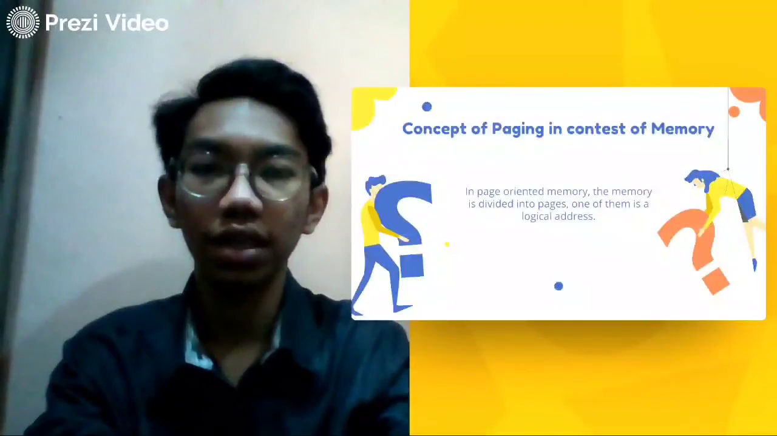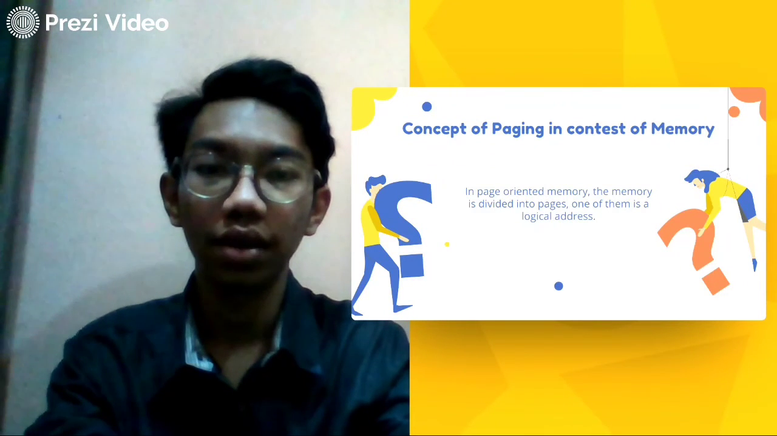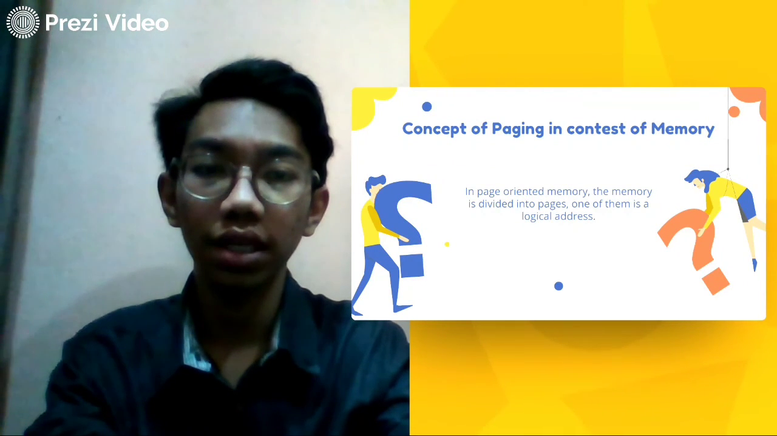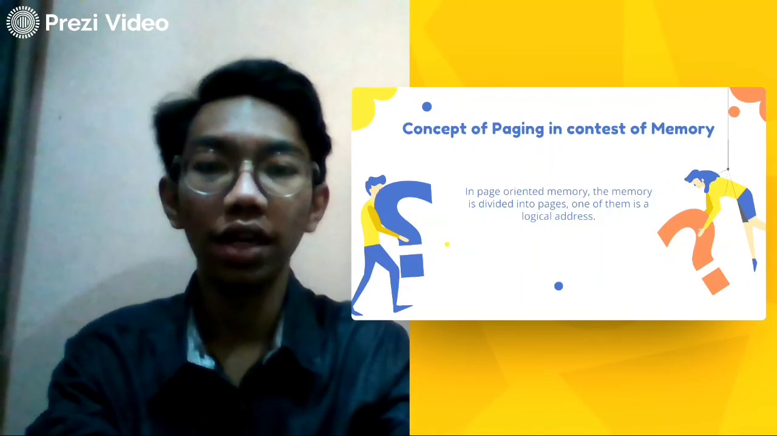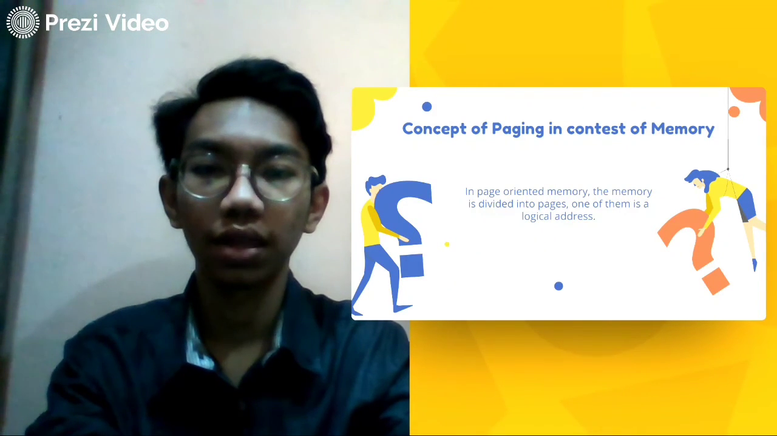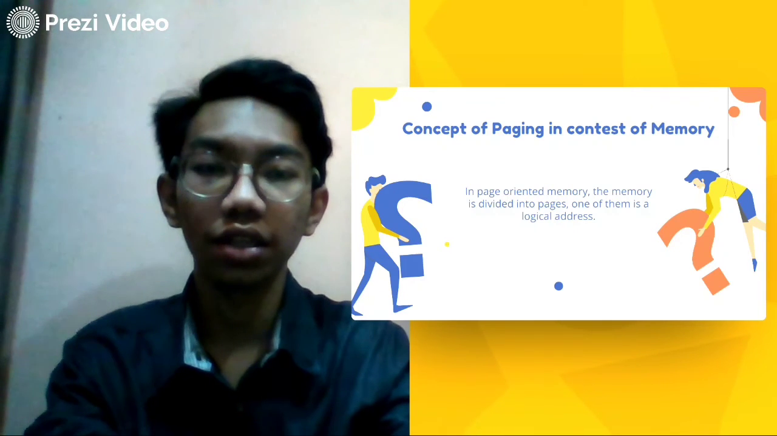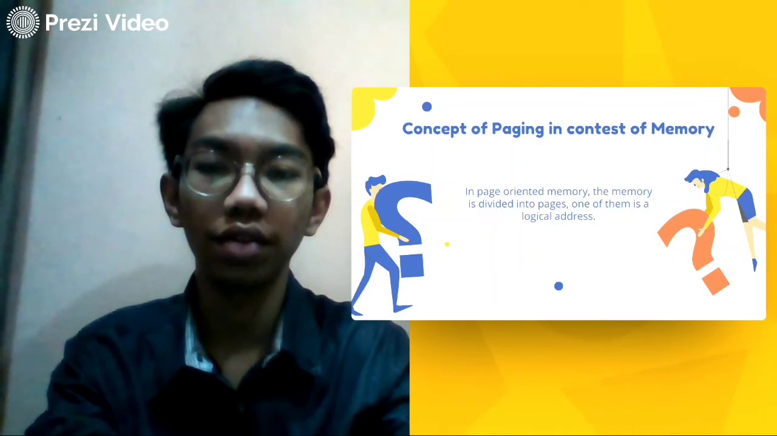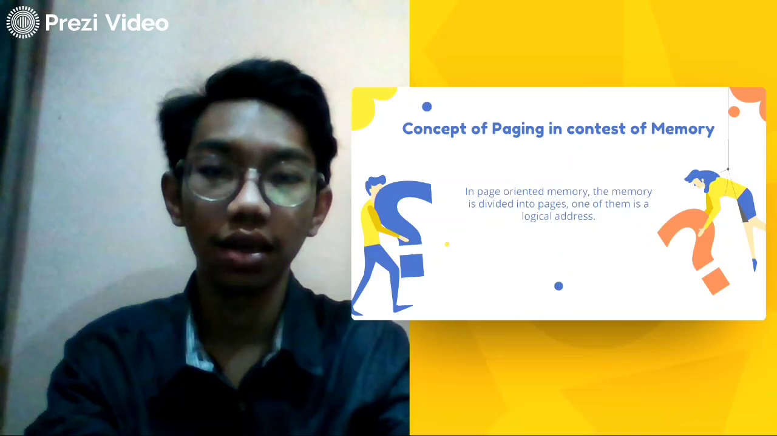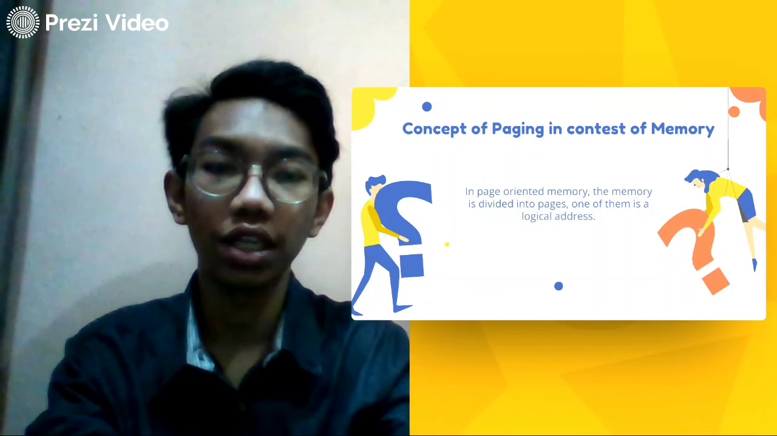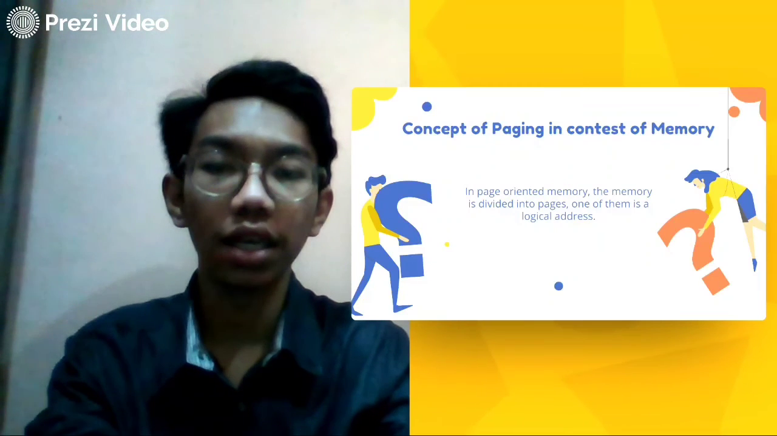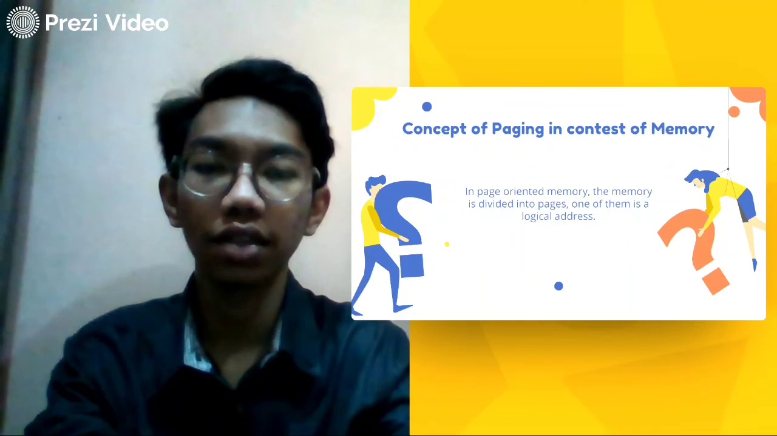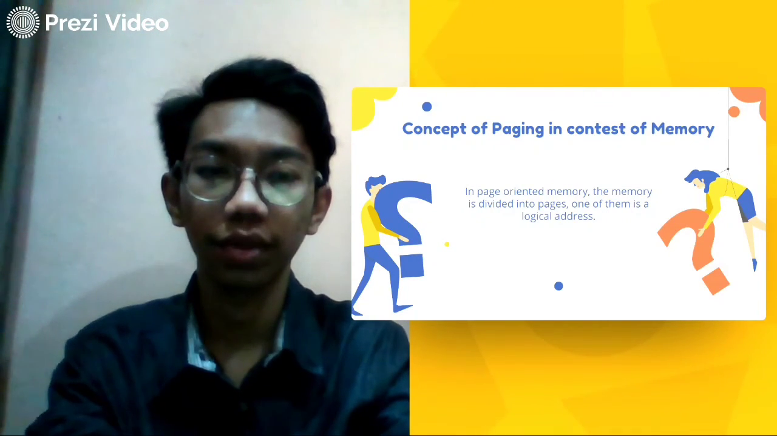Concept of paging in context of memory. In page-oriented memory, the memory is divided into pages. One of them is a logical address. The logical address is represented by the page address and the page offset. The page address points to a descriptor table. The function of the descriptor table is the same as that in the case of memory segmentation.